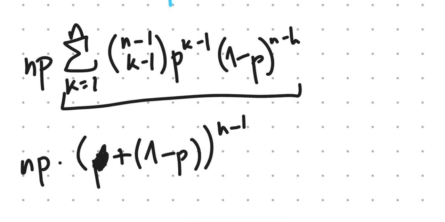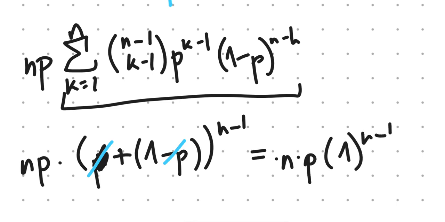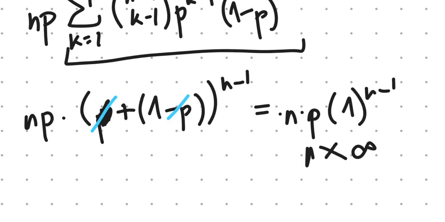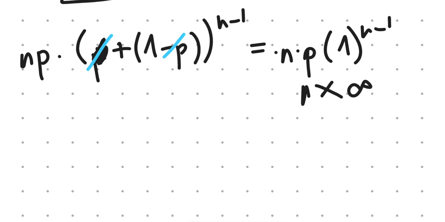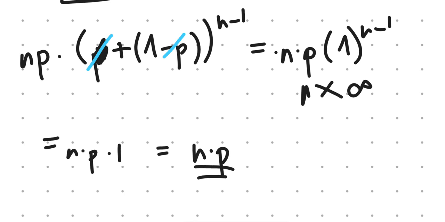Now what is p plus 1 minus p? The p minus p will equal 0, so p plus 1 minus p is 1. So we will get n times p times 1 to the n minus 1 power. Now since n is not infinity, 1 to any power will keep on being 1, which means it will be n times p times 1, and 1 times anything is the thing itself, so we get n times p.